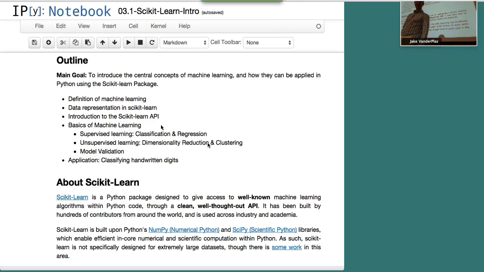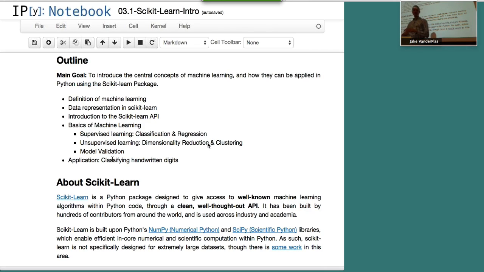And then at the end, we'll talk a bit about model validation, so how to figure out if your model is doing well. And then at the end, I'll show you a little application which is interesting, actually, classifying handwritten digits. So given a sample of someone's writing, can you tell what digit they're writing? Whether it's a 1 or a 4 or a 9. And we'll see how to do that with Scikit-Learn.